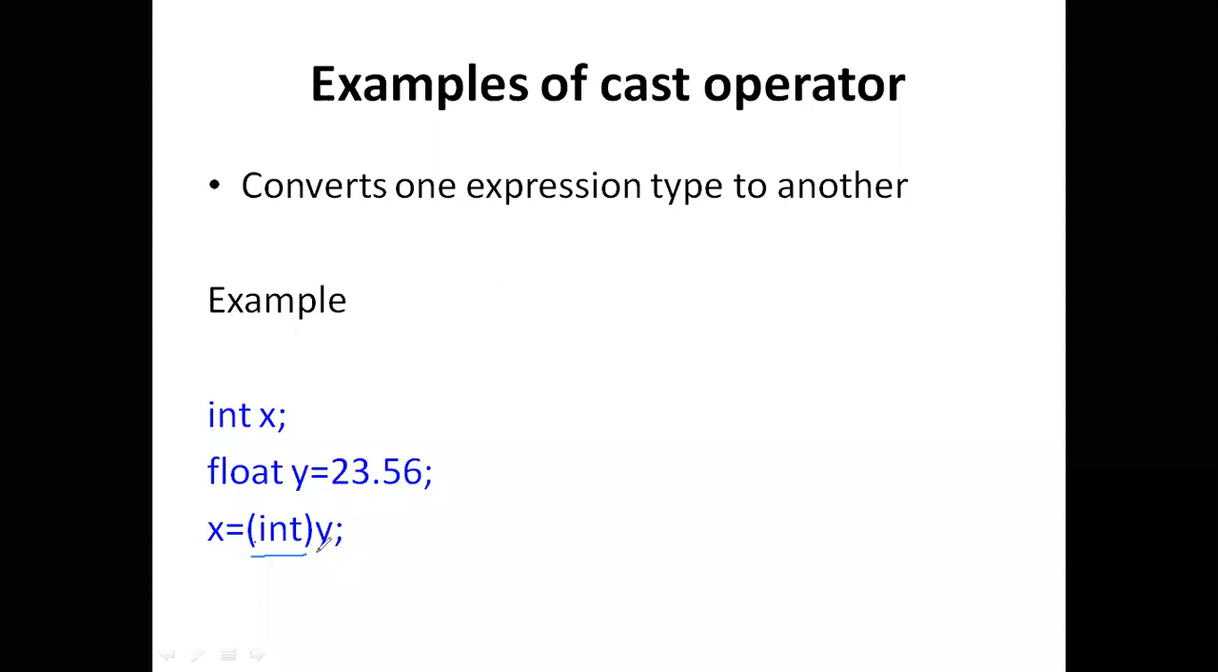Here we are converting y. The value of y is converted into an integer. Inside the unary expression, it is an operator followed by an operand. Here, inside the brackets, whatever is there, we call the operator, and y is the operand. y is a floating point variable, and it has been converted into an integer.